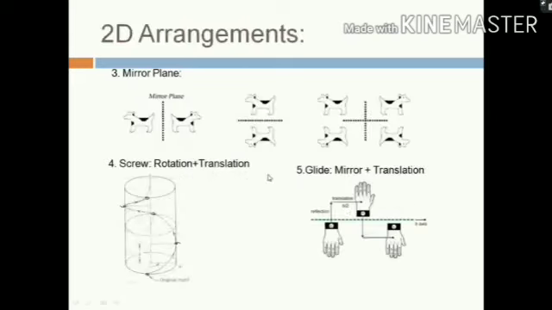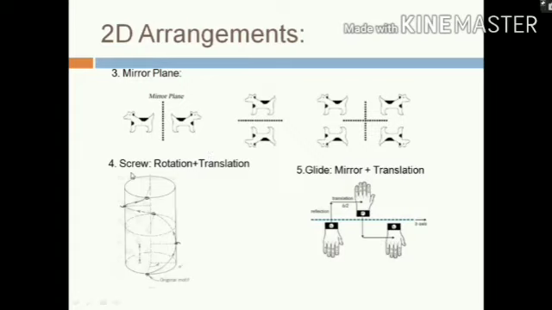So the next geometrical operation is a mirror plane. When we apply a mirror plane to a motif, we get an exact mirror reflection of that motif. Here the dog is used as a motif, and when we apply a mirror plane to the dog, we get a reflection of the dog. Now we can combine different geometrical operations and form new geometrical operations.